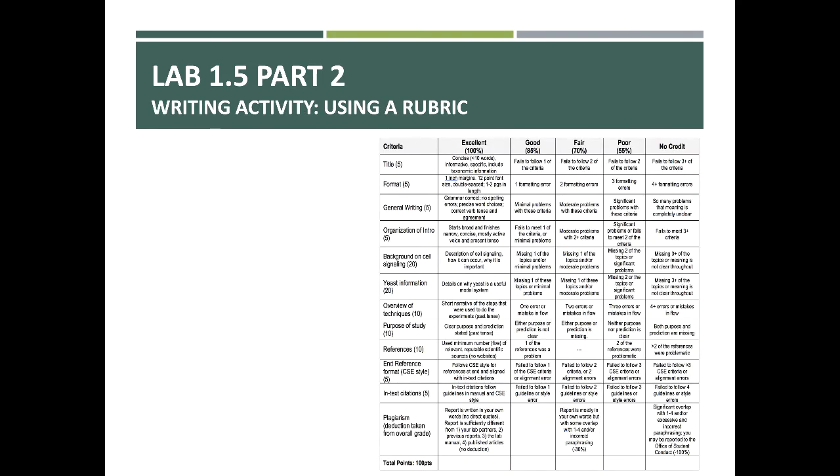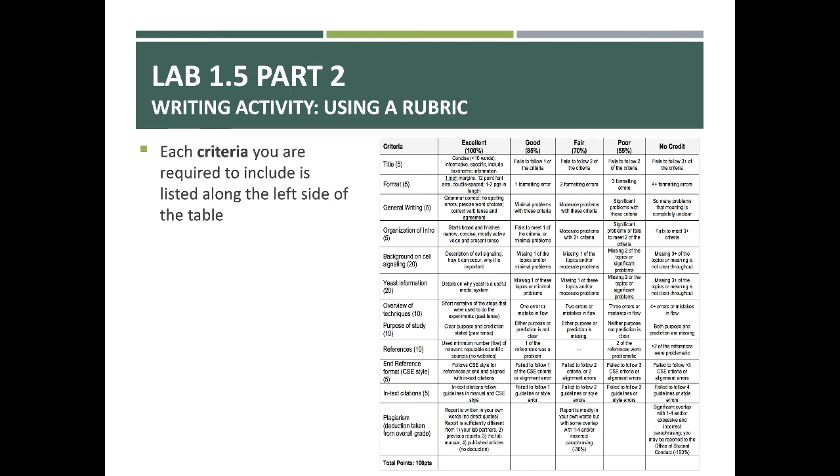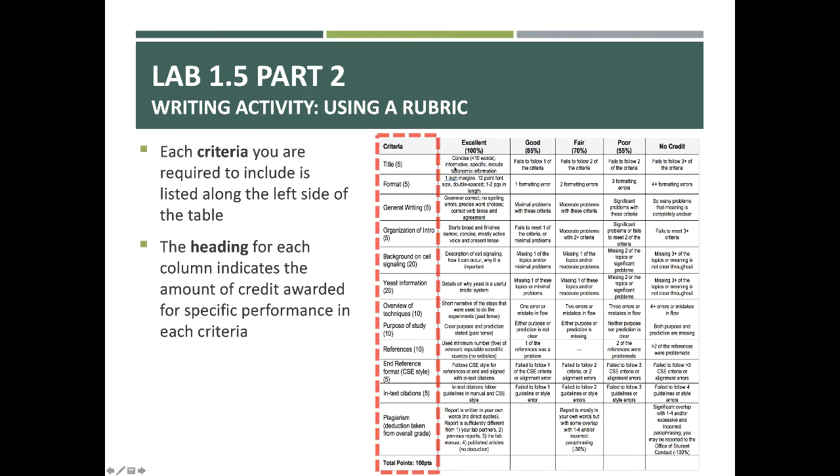The second part of today's lab is a writing activity. Now this will take more time than the sequence analysis. Now, similar to what you found in Biology 112, there are very detailed rubrics for Biology 211's writing assignments. Each criteria of your introduction is on the left side of this rubric. The heading up here on the top indicates the amount of credit awarded for specific performances of each criteria. So to get 100%, you would want to make sure that you follow these criteria. If you're cool with 85%, then go ahead and follow these.